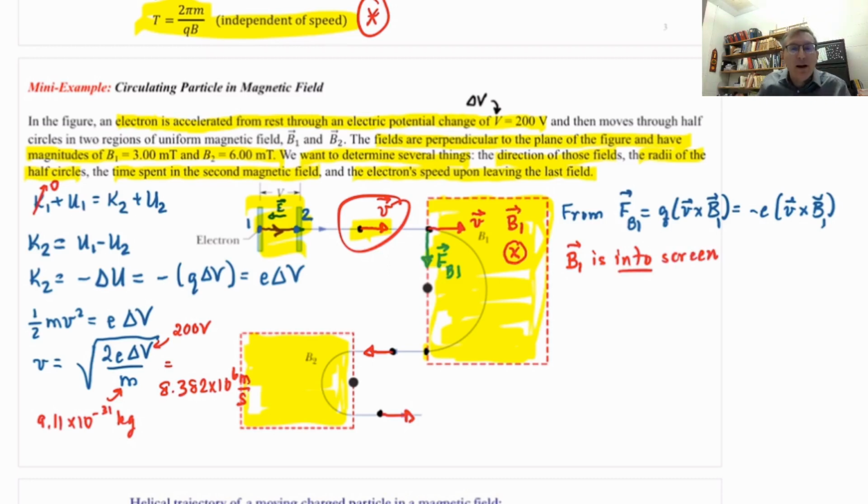Now let me explain how I know that's the right direction. First of all, it's not that overwhelming to figure out, because the B1, we know it's only got two options. Out of the screen or into the screen.